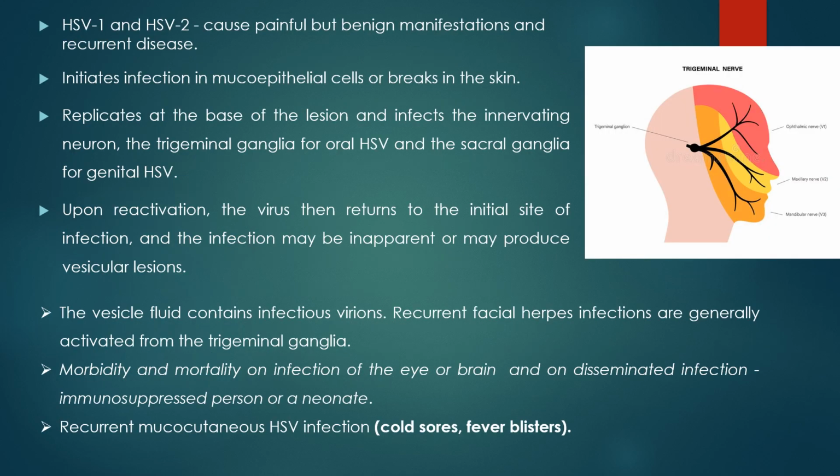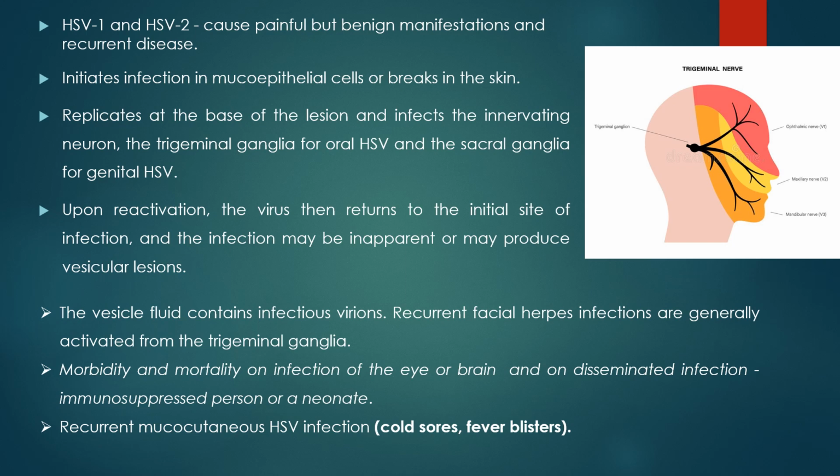HSV 1 and 2 are common human pathogens that can cause painful but benign manifestations and recurrent diseases. The virus initiates infection in mucoepithelial cells or breaks in the skin. The virus replicates in the cells at the base of the lesion and infects the innervating neuron, traveling by retrograde transport to the ganglion, that is the trigeminal ganglia for oral HSV and the sacral ganglia for genital HSV.